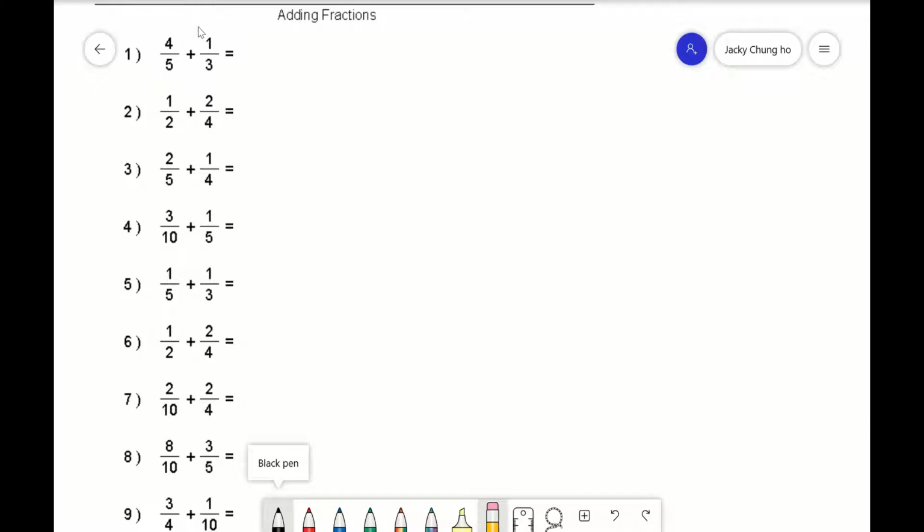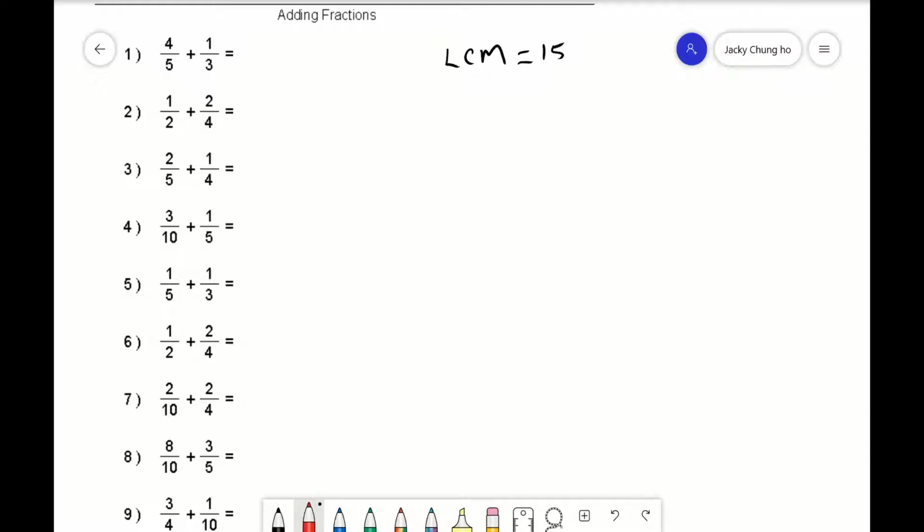Number 1, 4 over 5 plus 1 over 3. First thing first, ask yourself what's the LCM. This always has to be the first step when you do fraction addition and subtraction. So between the denominator of 3 and 5, the LCM has to be 15.